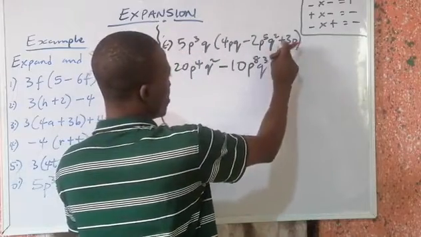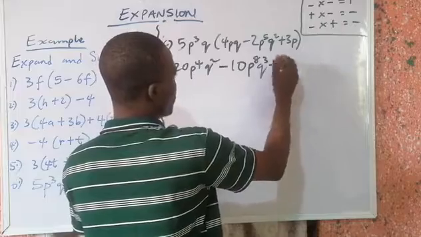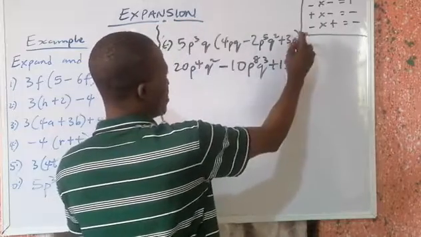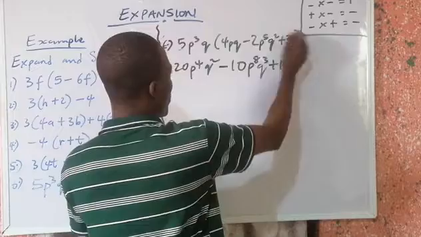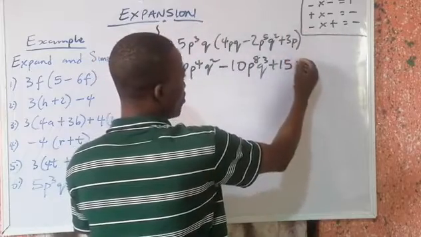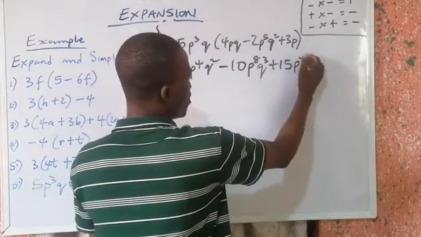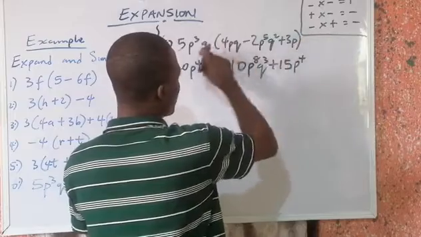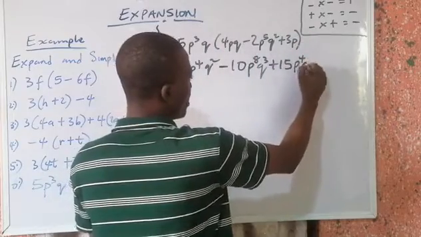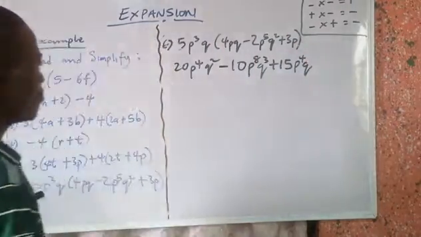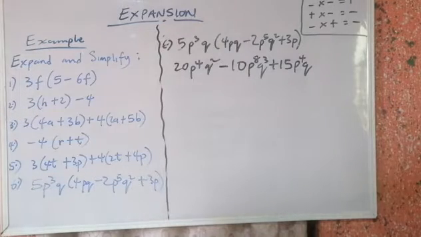5 times 3, that will be plus 15. P raised power 3 times P here, this is 1, this is 3, 3 plus 1, that will be what? 4. That will be P raised power 4. But because there is no Q here, ordinary Q will multiply here, and that will be what? Q. All right.